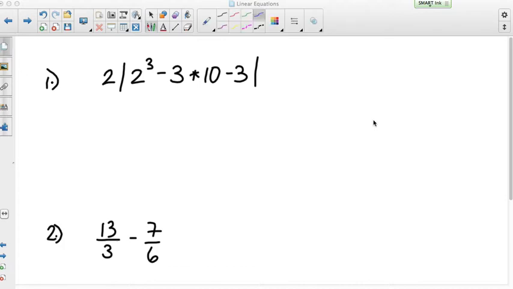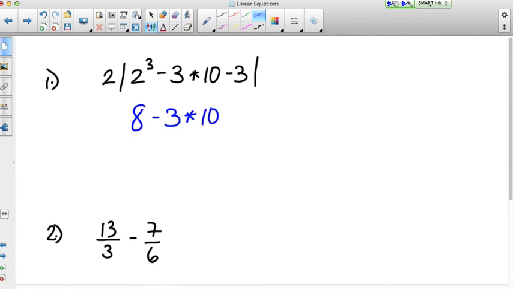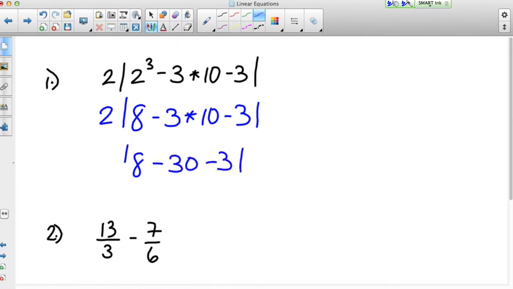Okay, number one, first thing you have to do, use order of operations inside the absolute value. 2 to the third power is 8 minus 3 times 10 minus 3. Bring down your absolute value signs, bring down the 2. Then order of operations inside the absolute value signs. 8 minus 30 minus 3, absolute value. Bring down the 2.